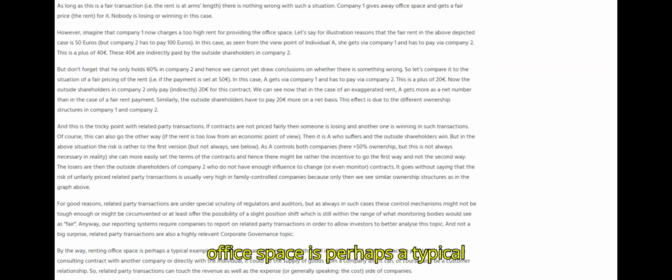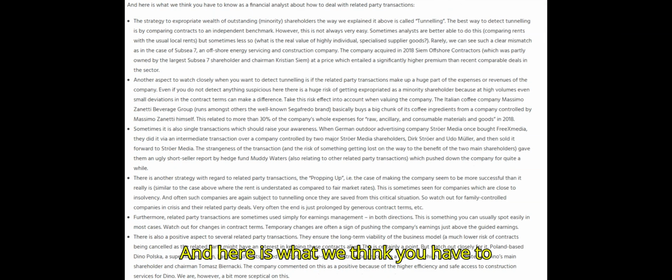By the way, renting office space is perhaps a typical example, but there are many other contracts that fall into the related party transaction problem. It could be a consulting contract with another company or directly with the individual. It could be the supply of goods from a company, and it can, of course, also be a customer relationship. So, related party transactions can touch the revenue as well as the expense, or generally speaking, the cost, side of companies. And here is what we think you have to know as a financial analyst about how to deal with related party transactions.